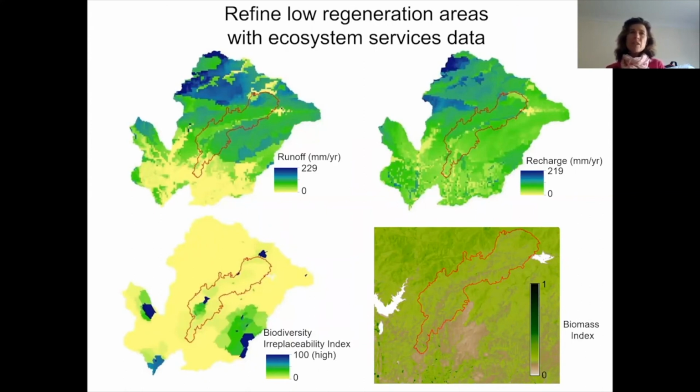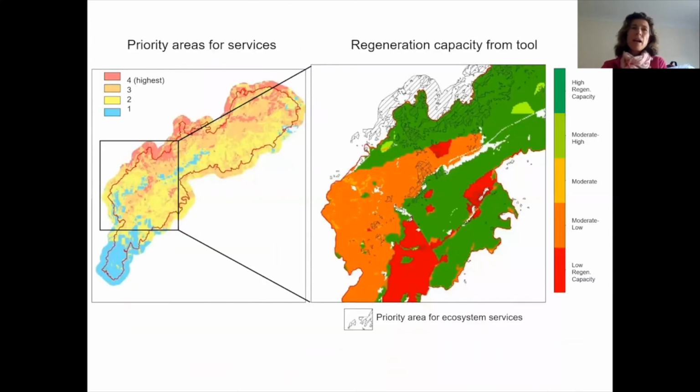to how we can use those areas that have been identified as low regeneration sites. So they can be integrated with other data, for example, on ecosystem services. So here we've got data on runoff and recharge and biodiversity and biomass. In each of the cases, areas that are blue have higher values for each of those variables. And these data were compiled as part of a broader Southern California project. And what we did was for each of those variables, we scaled them and created deciles. And then we overlaid them.